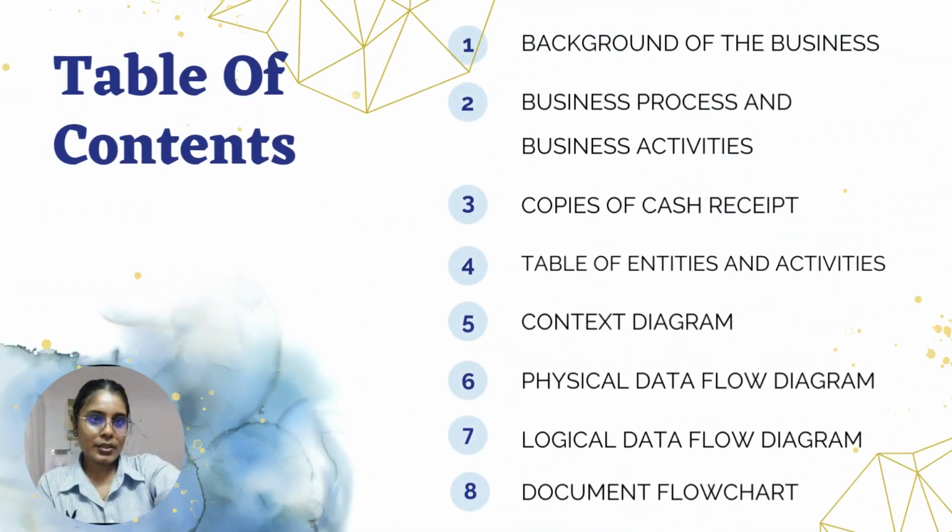These are the table of contents of our business. First, background of the business. Second, business process and business activities. Third, copies of the cash receipt. Fourth, table of entities and activities. Fifth, context diagram. Sixth, physical data flow diagram. And lastly, a logical data flow diagram.